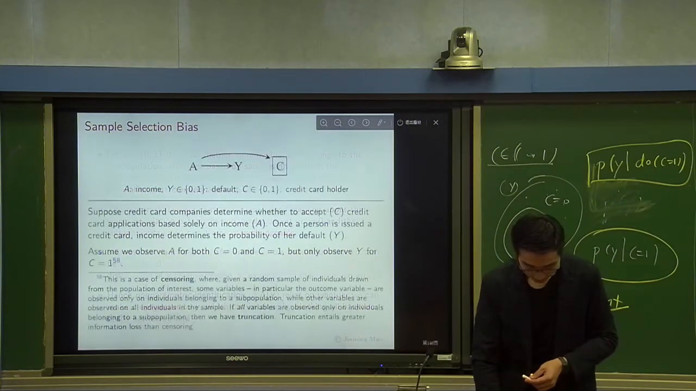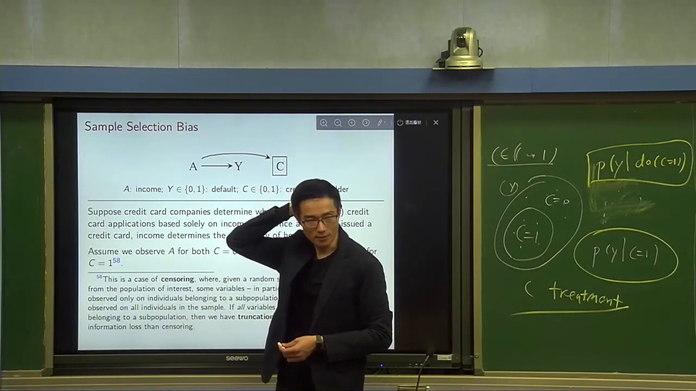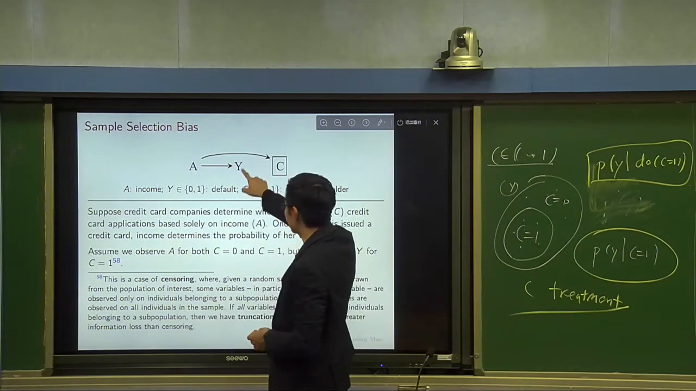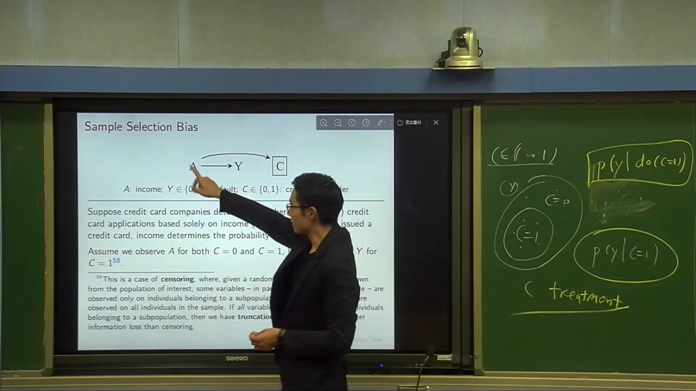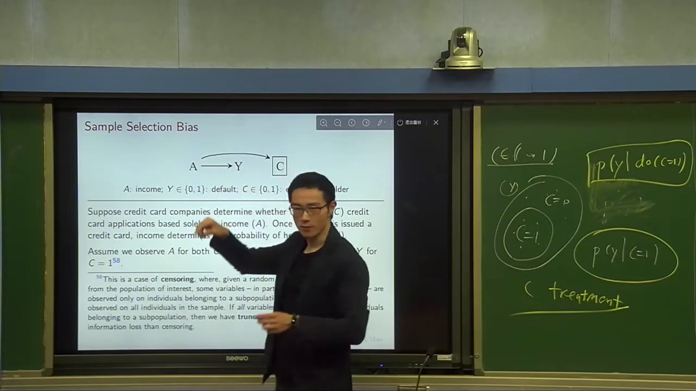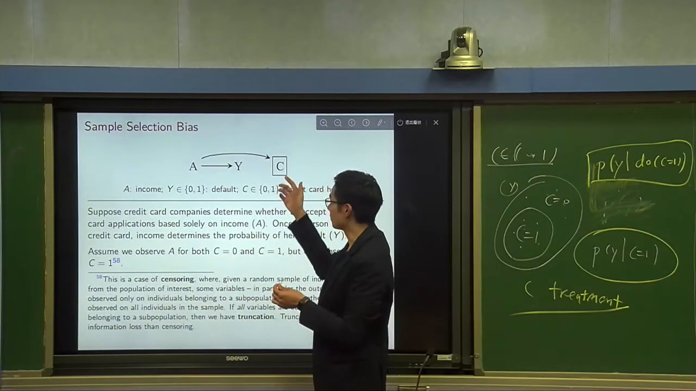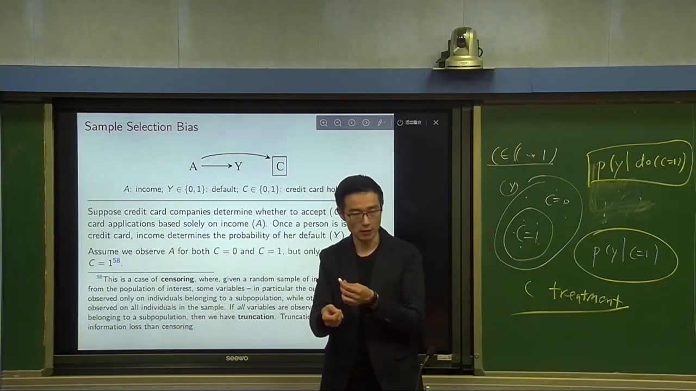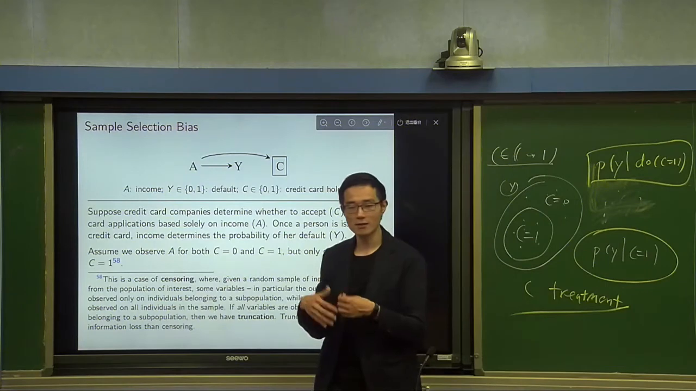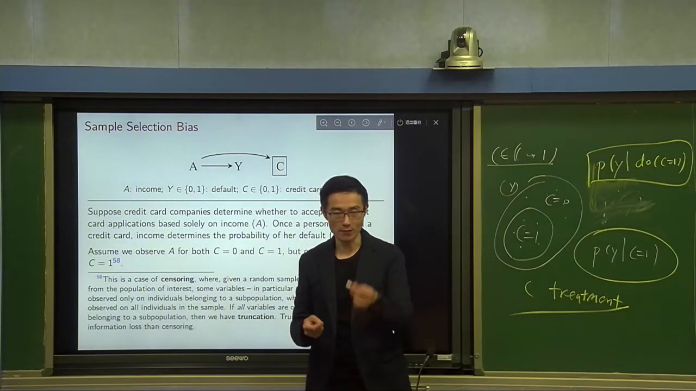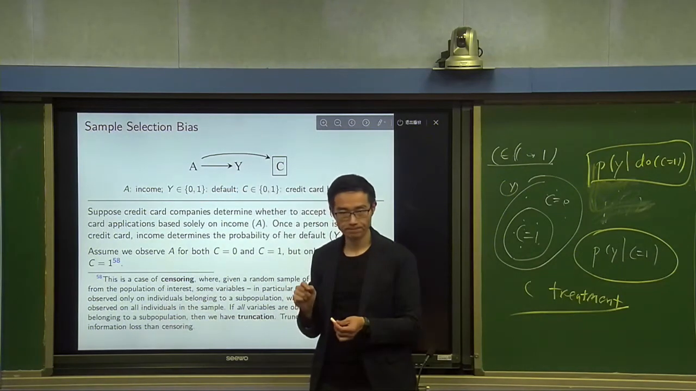Let's think about it. Let's consider the banking credit card example. A is income, Y is default rate, and C is whether this person actually has a credit card. This is a mechanism. Suppose income causes a person to default. Suppose income is the only factor that banks use to decide whether to give somebody a credit card, because a bank can decide based on many different factors, but here we are simplifying things. If income is high, I give you a credit card. If income is low, I don't. So in that case, A will lead to C, and A will lead to Y.